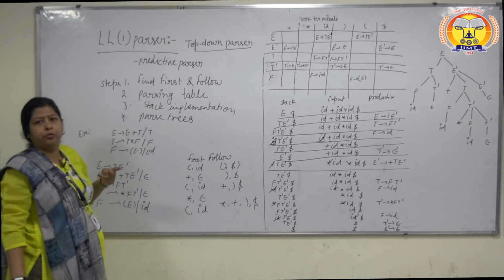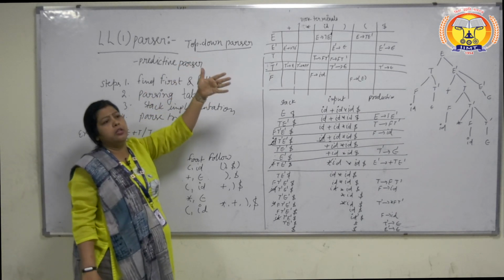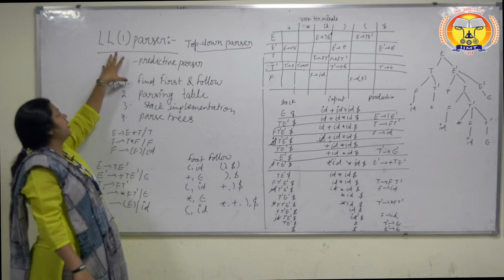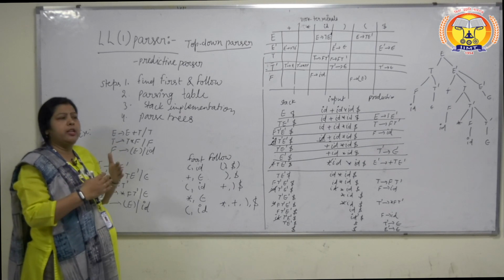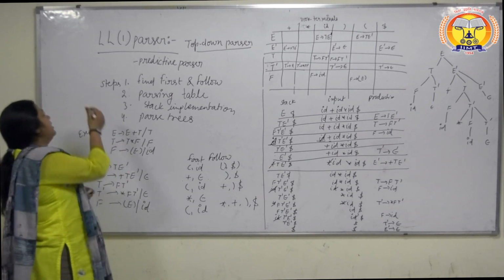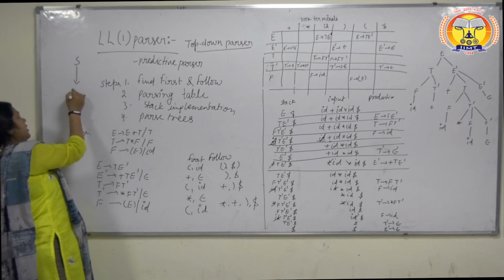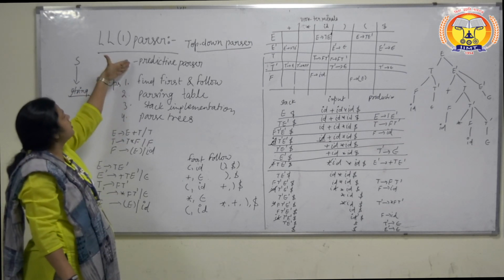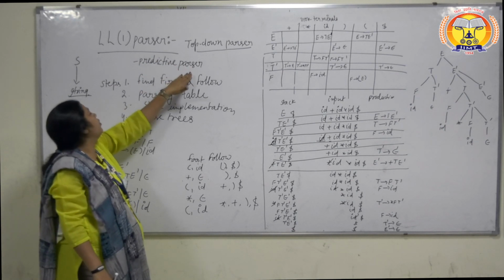There are two types of parsers, top-down parser and bottom-up parser. What is the meaning of top-down parser? Top-down means we start from the starting symbol and we get the final string. That means we start from the starting symbol and we get the string. It is also called a predictive parser.